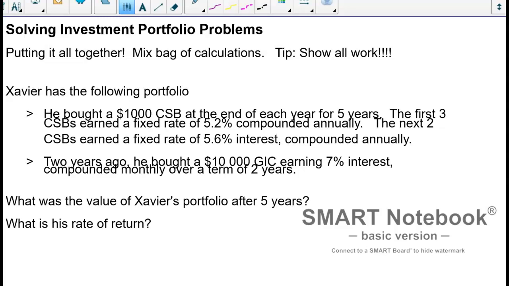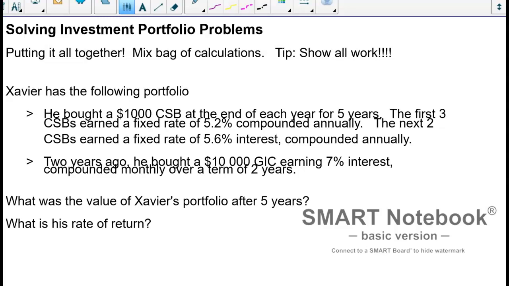The first 3 Canadian savings bonds earned a fixed rate of 5.2% compounded annually. So right there, that word, I don't see that we're making payments. It says the word compounded. It tells me that we should use the compound interest formula to calculate this. The next 2 Canadian savings bonds, so year 4 and year 5, have a fixed interest rate of 5.6%, also compounded annually. Okay, so there's those 5 investments that we need to calculate.